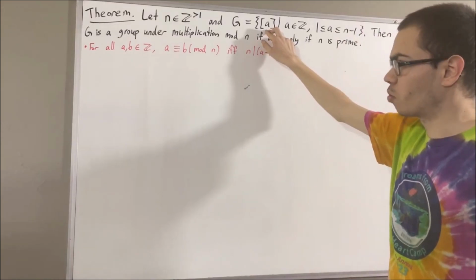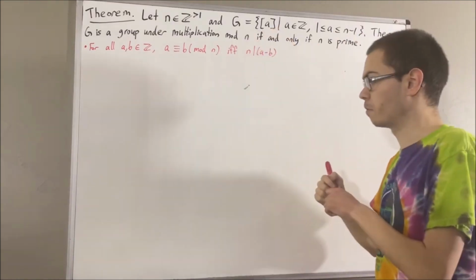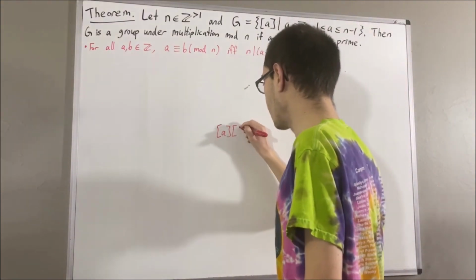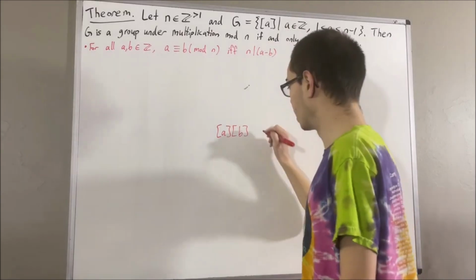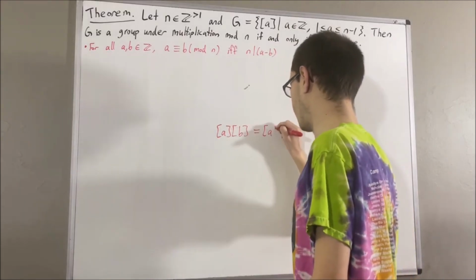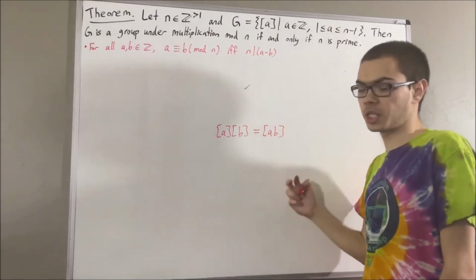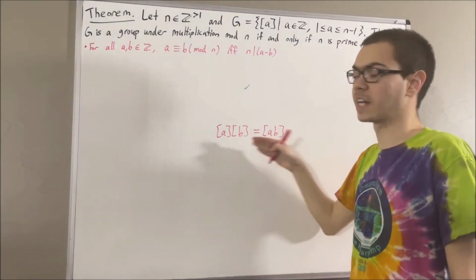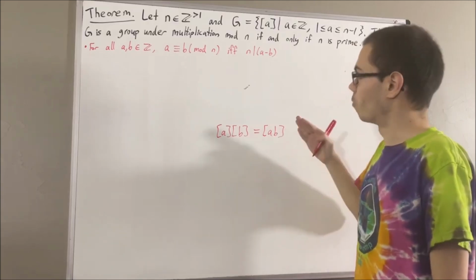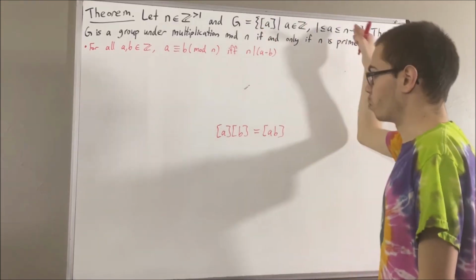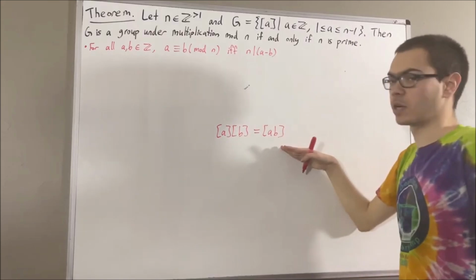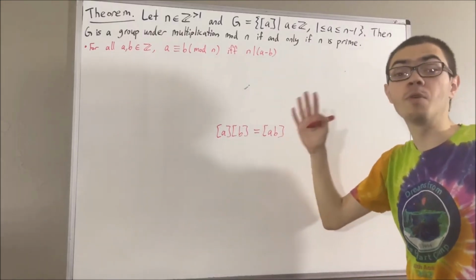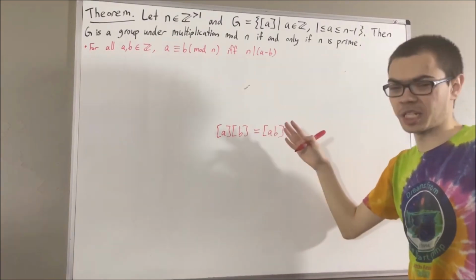And at this point, we have defined how to multiply two equivalence classes. And the way we do so is we perform equivalence class of A times equivalence class of B is equal to equivalence class of AB for any two integers A and B. And we have shown that this operation is well defined. Now, we want to show that G is a group under this operation. And at this point, we have proven that U of n is a group under multiplication modulo n.